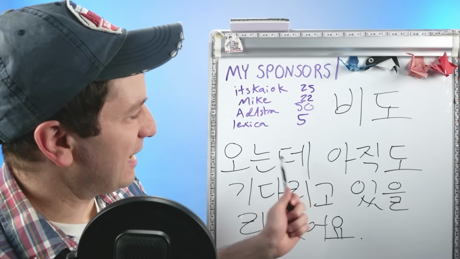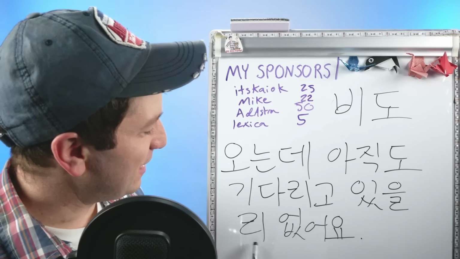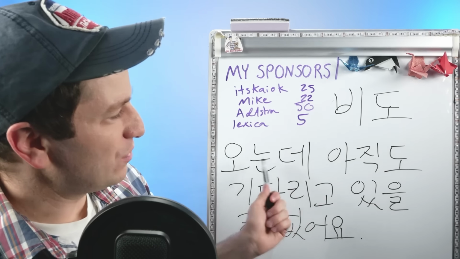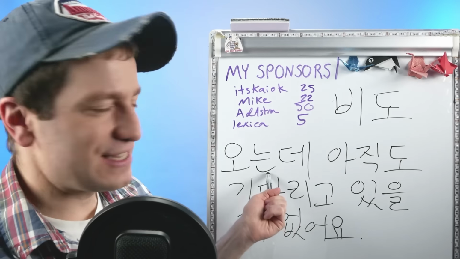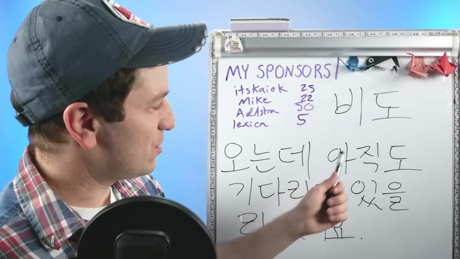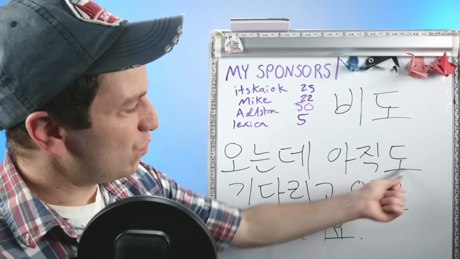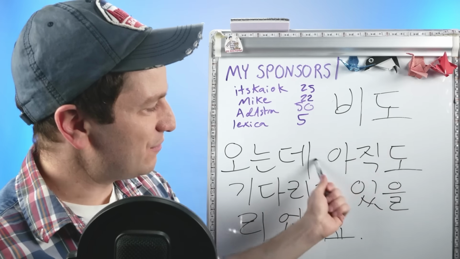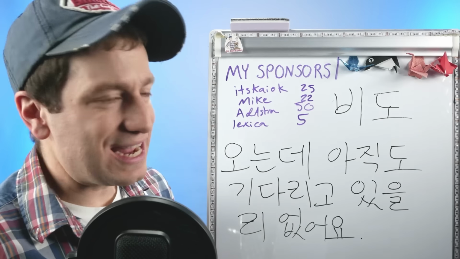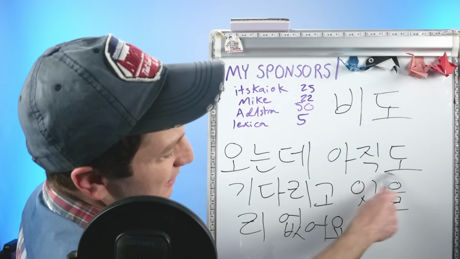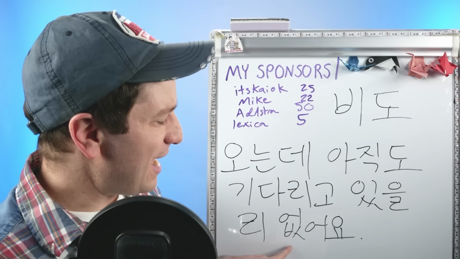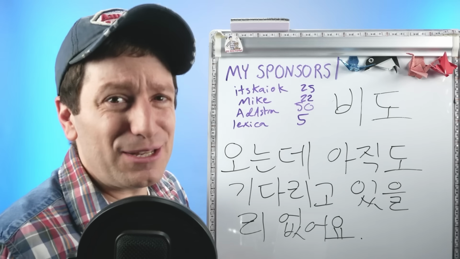비도 오는데 아직도 기다리고 있을 리 없어요. 비도 오다. It's also raining. Literally, also rain is coming. 비도 오는데. So it's also raining. 아직도, still, yet, even now. 기다리다, to wait. 기다리고 있다, is waiting. 기다리고 있을 리. So there's no way 없어요. That they're still gonna be waiting.